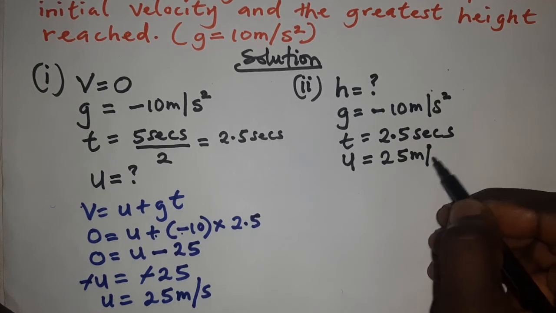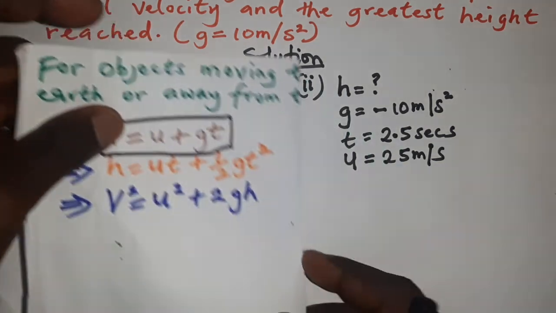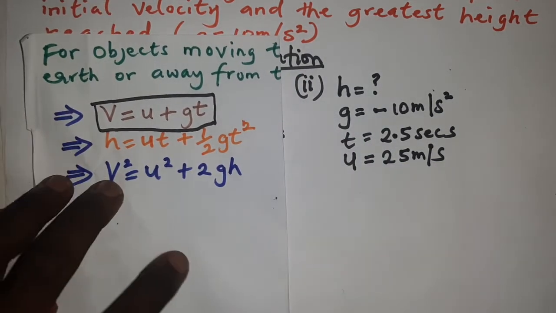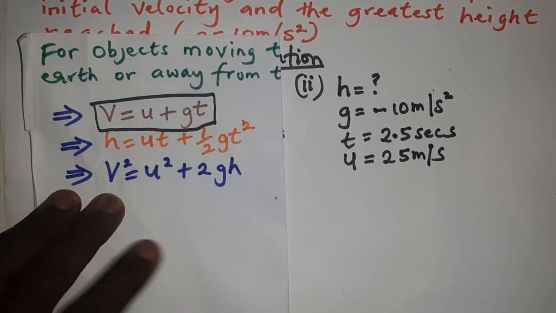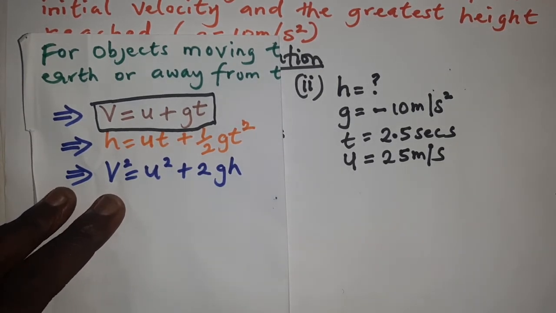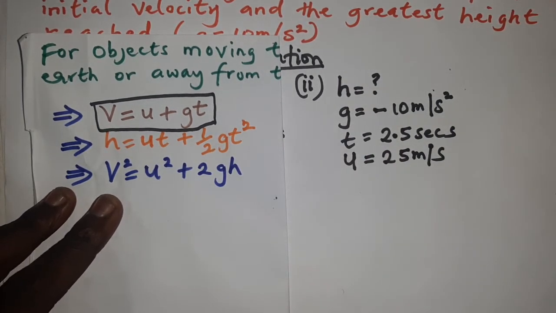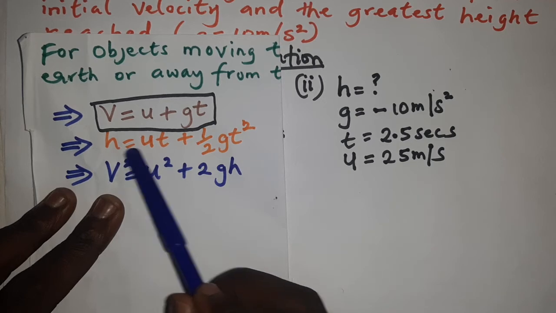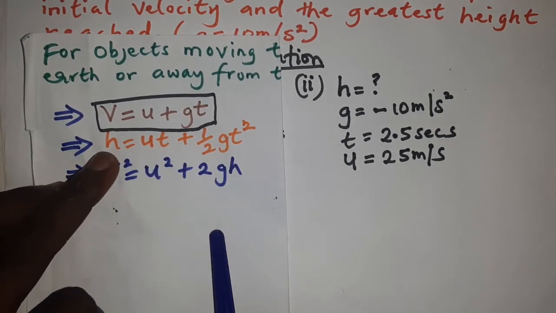Then we now have our initial velocity, and it's 25 meters per second. So let's see which formula blends in again from all the equations of motion. So let's see which one blends in this time around. Now we have h, g, t, u. This one blends in.